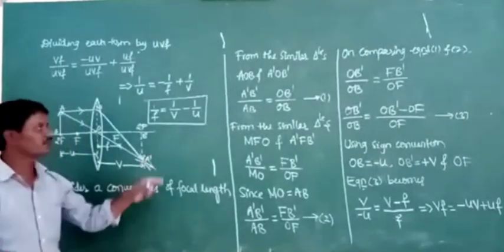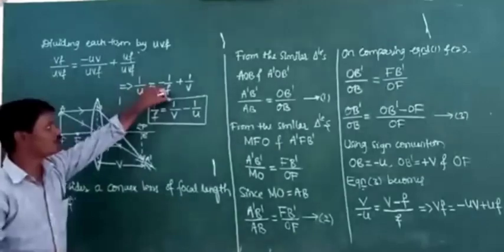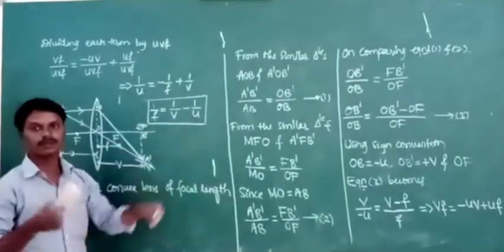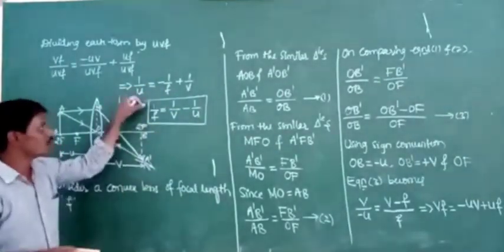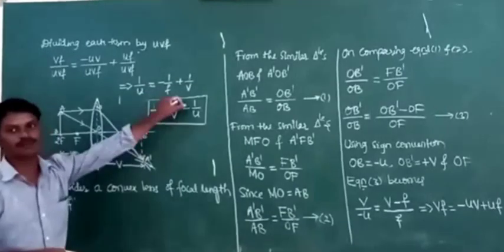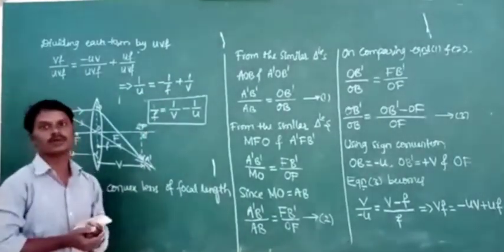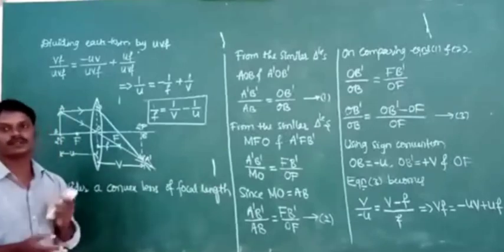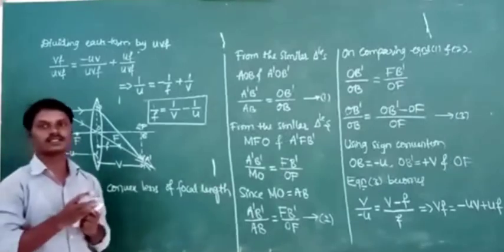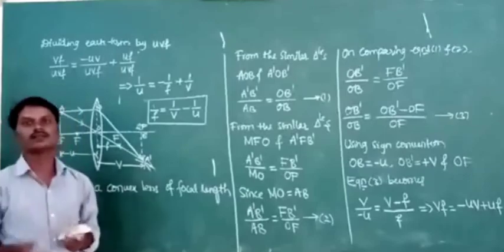In case of mirror equation, 1 by F is equal to 1 by V plus 1 by U. But in case of lens formula, 1 by F is equal to 1 by V minus 1 by U. Okay. So this is about the lens formula. By using this lens formula, we are going to find the image distance, object distance, and even focal length also.